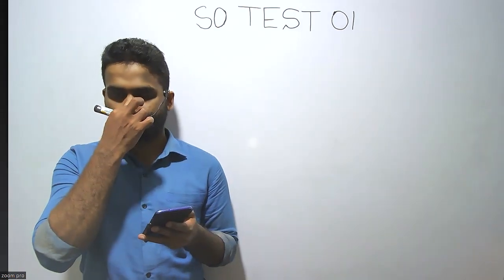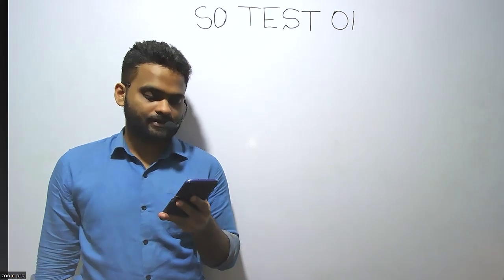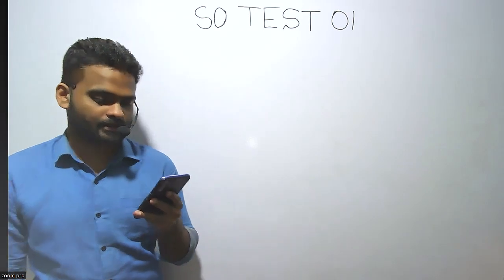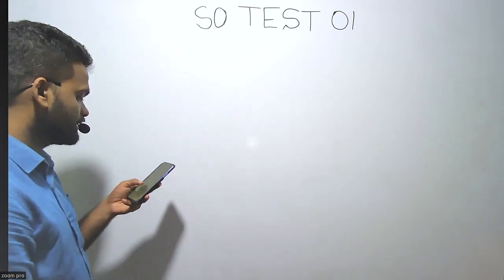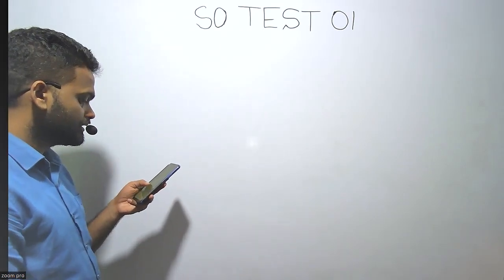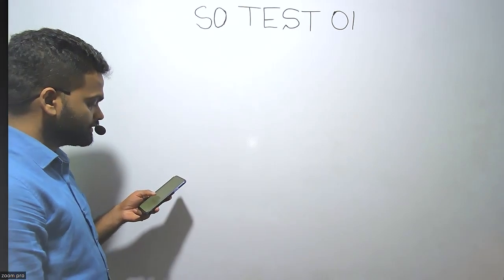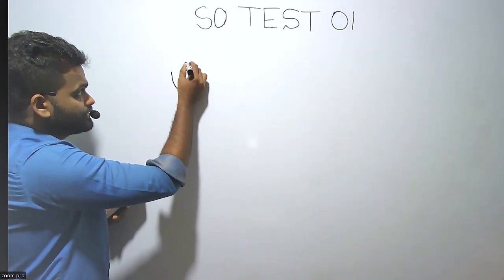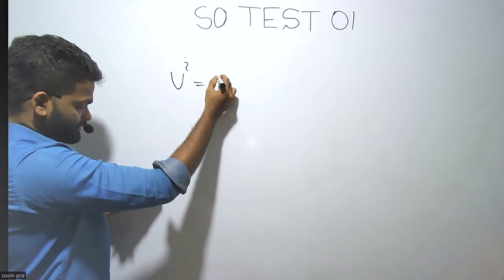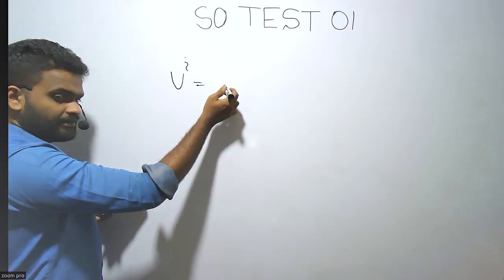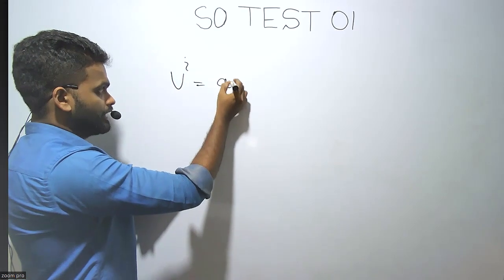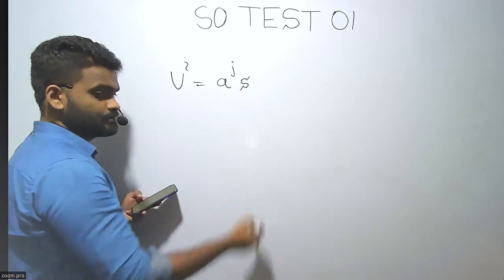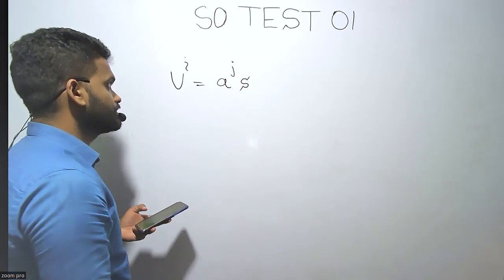13th question. In the equation v = k a^i s^j, v is velocity, a is acceleration, s is displacement, k is a dimensionless constant. So what they ask is the values of i and j. So the equation is v equals a^i s^j. I'm not writing k, because it is dimensionless, we don't need that. s is displacement, a is acceleration.